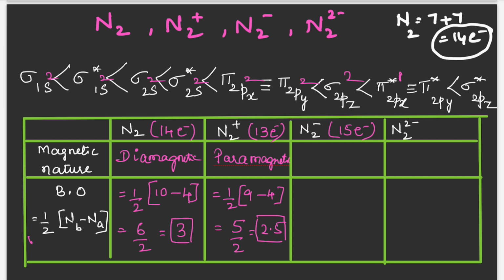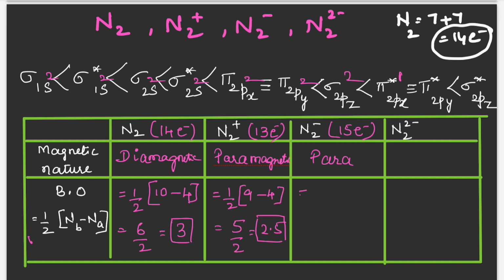So students, find out whether it is diamagnetic or paramagnetic in nature. There is an unpaired electron. Therefore it is paramagnetic in nature. I'll write it as para, meaning paramagnetic in nature. Let us calculate the bond order.